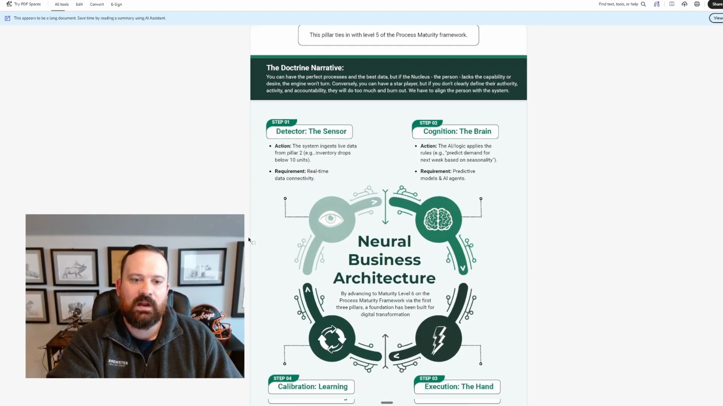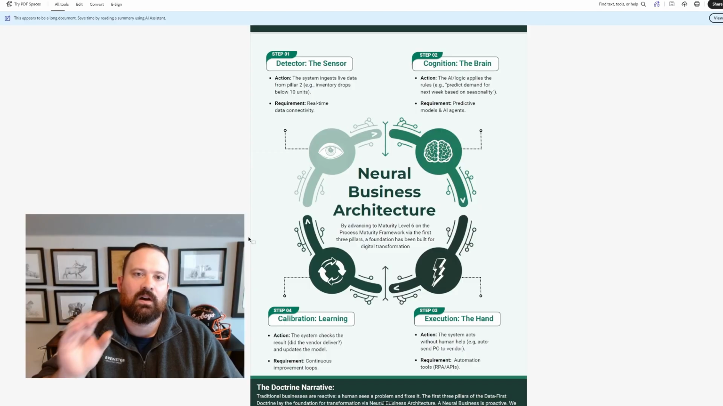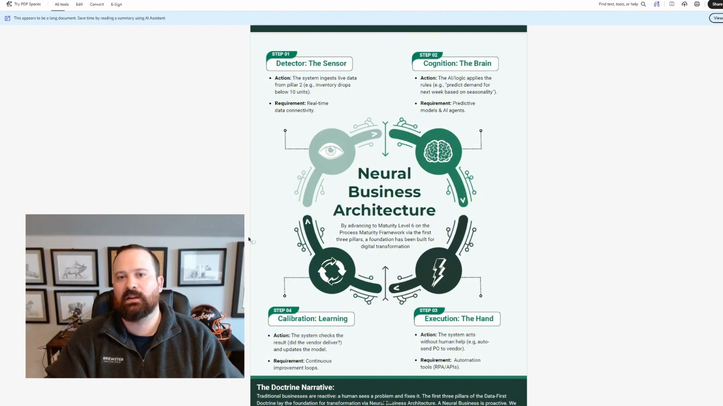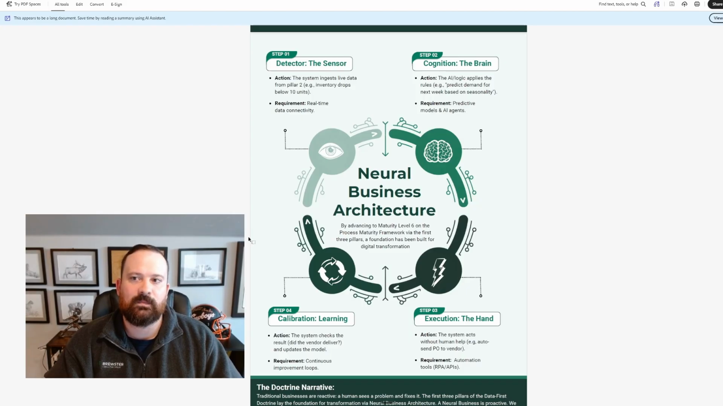Which brings us to the 4th pillar of the Data First Doctrine, which is neural business architecture. Neural business architecture is a fancy name for saying building an automation system. There's a lot of advanced technology out there right now, especially with AI and some of the other tools that are emerging. There are a lot of people who want to take advantage of it.